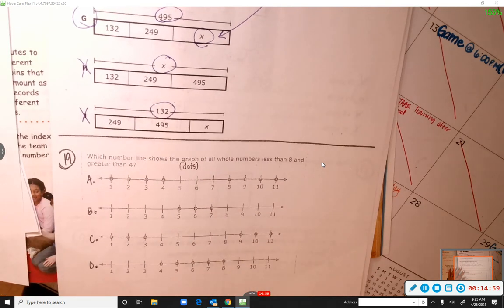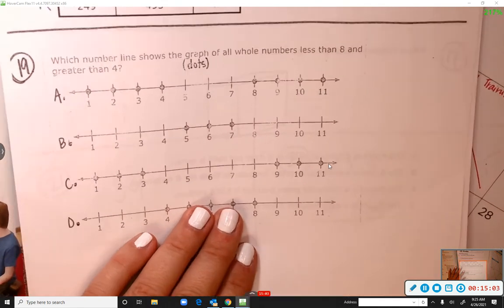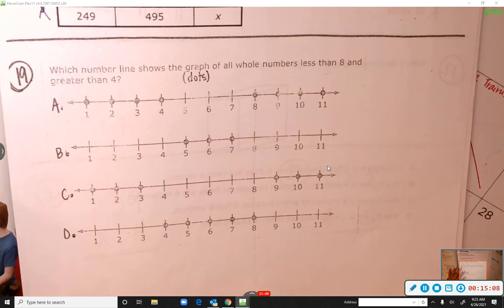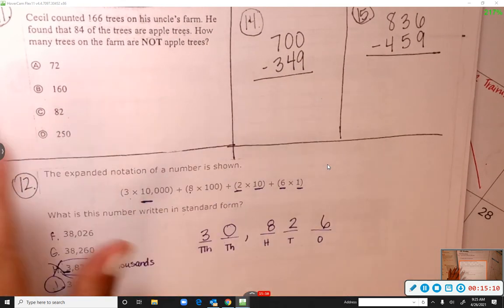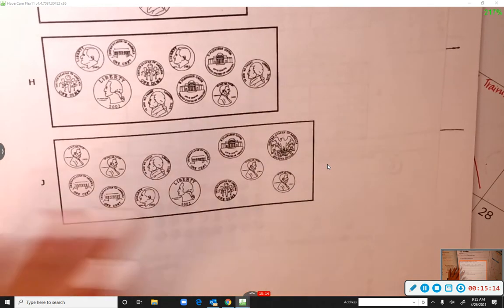Power quiz? Did we understand the one with the dots? Yeah. Less than 8 and greater than 4? Yes, ma'am. Okay. That was all I missed that time. And then money.